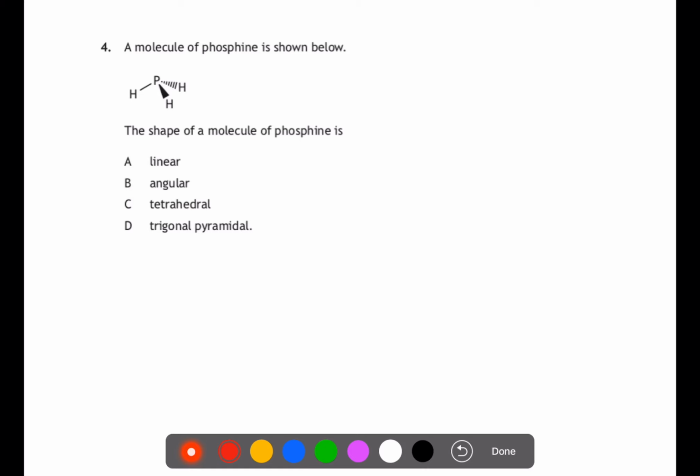Question 4, we have a molecule of phosphine. This is PH3, and we're asked to describe the shape of phosphine. So linear is based on a straight line, so would be something with perhaps 2 atoms joined together in this arrangement. Angular is like water, where you have an angle between 3 atoms. Tetrahedral is based on a tetrahedron, so we'd have this shape. And a trigonal pyramidal looks like a pyramid. So this is the best fit for phosphine.